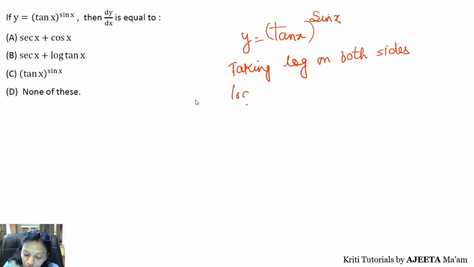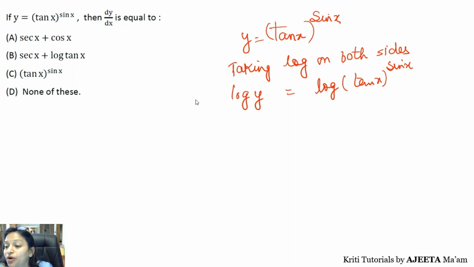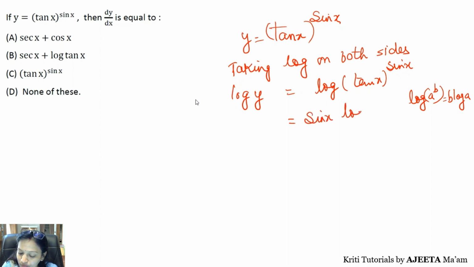Now if we take log on both sides, we get log y here and log of tan x raised to sine x. We are doing it step by step so that you all can understand it. Now if we apply the property of log on the right hand side, what will we get? We will get b log a using this property. Just check, I have written the property also: log a raised to b is b log a. So what will you get? Sin x log tan x, and this is log y. Now this question is ready to be differentiated.